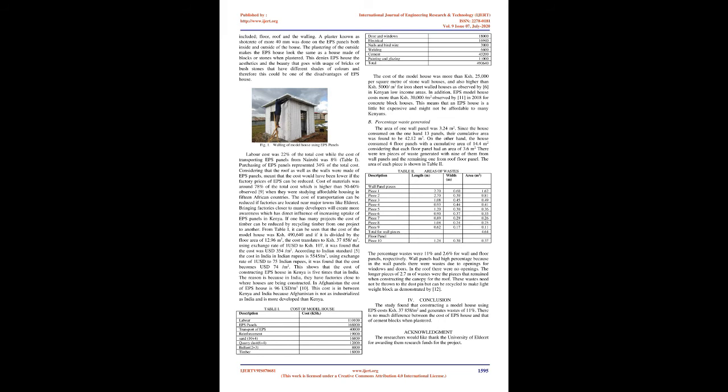Cost of materials was around 78% of the total cost, which is higher than the 50 to 60% observed by [9] when they were studying affordable housing in 15 African countries. The cost of transportation can be reduced if factories are located near major towns like Eldoret. Bringing factories closer to many developers will create more awareness, which has a direct influence on increasing uptake of EPS panels in Kenya.